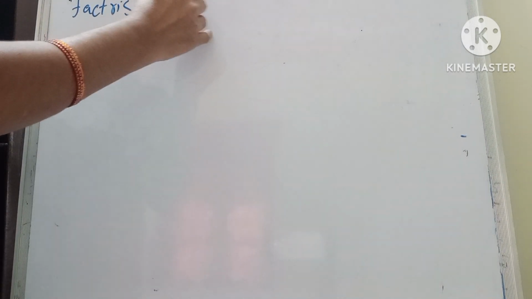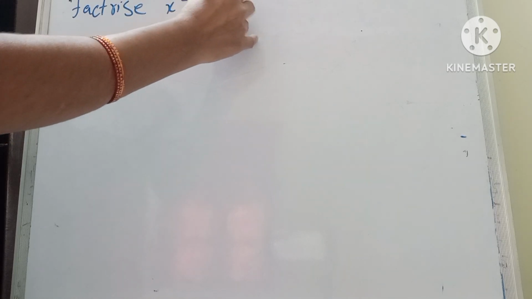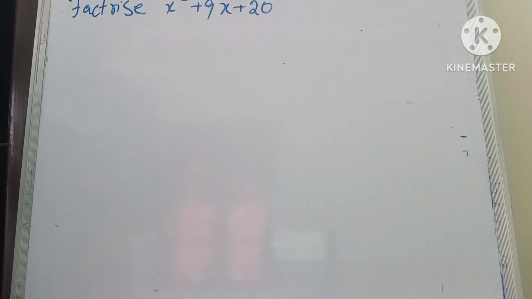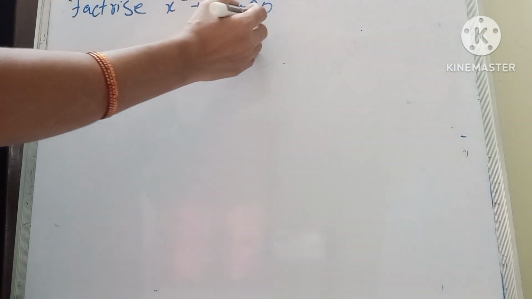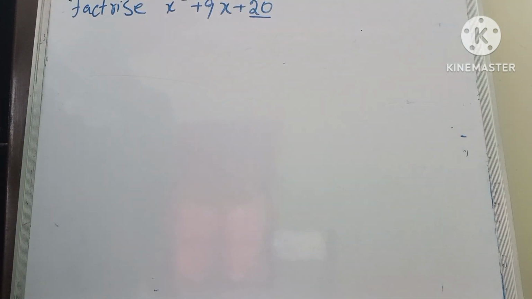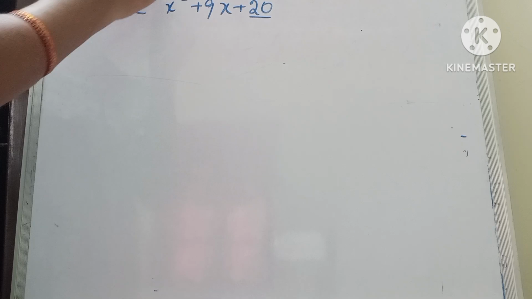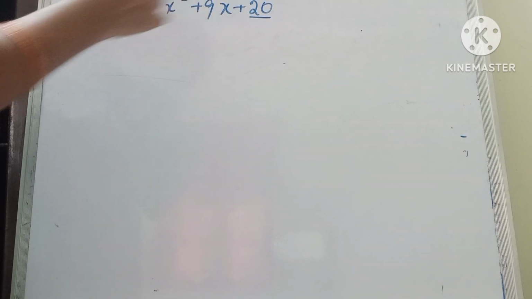Factorize x square plus 9x plus 20. We have to find two numbers whose sum is 9 and its product must be 20. Similarly, this is the factorizing of a trinomial which is in the form of x square plus ax plus bx plus c.